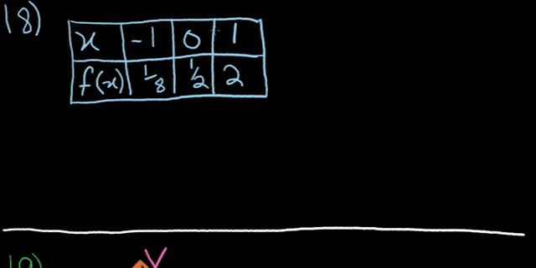It's an X function table. So, number 18. The table above shows some values for the function f. If f of x equals... what was that? Okay, if f of x equals k a to the x, for some constants k and a, what is the value of a?